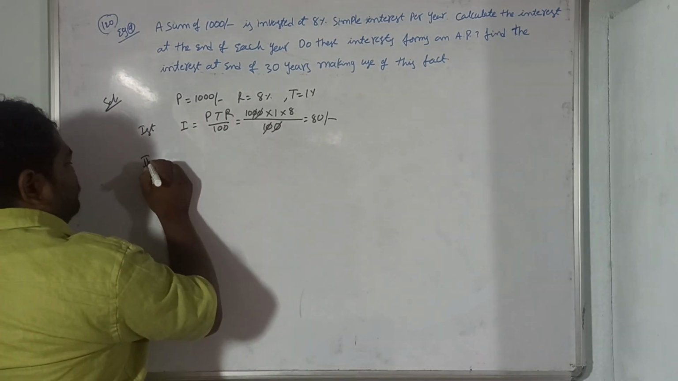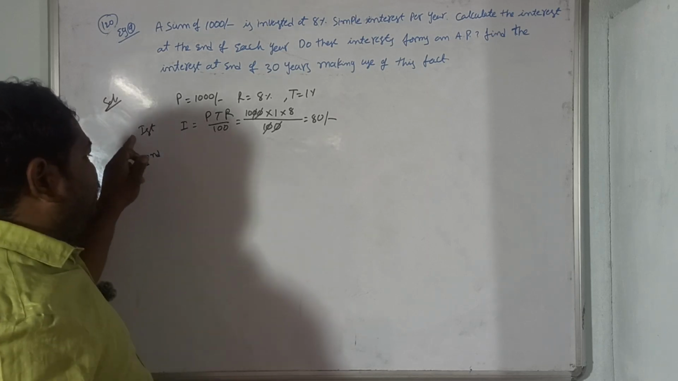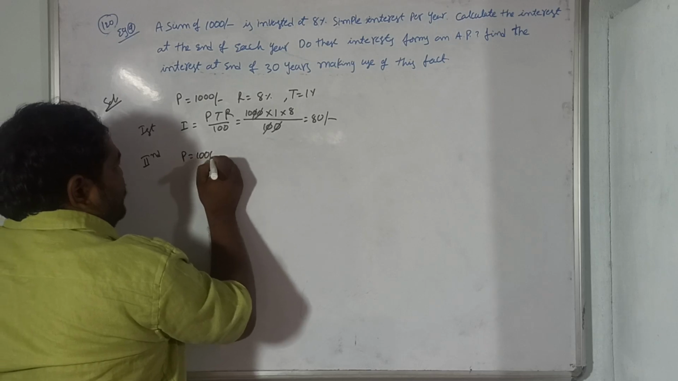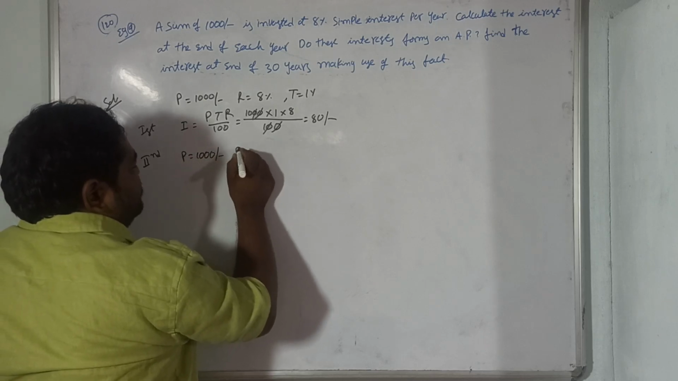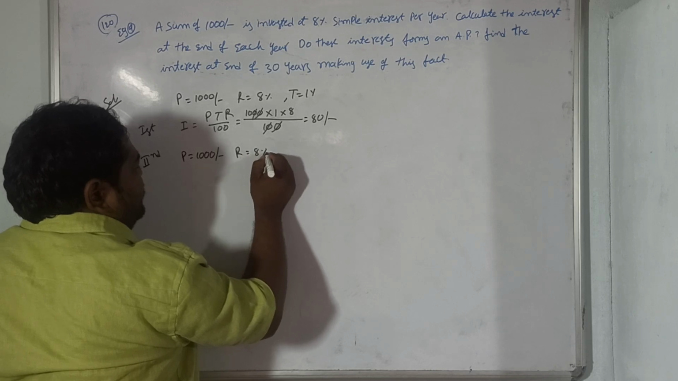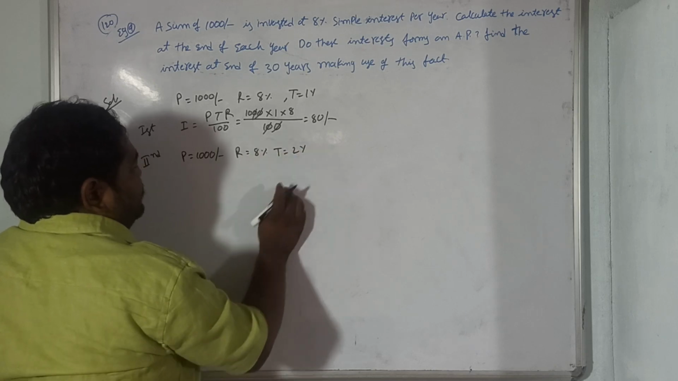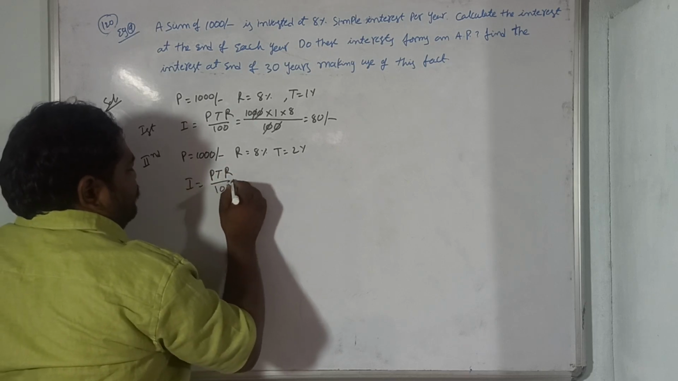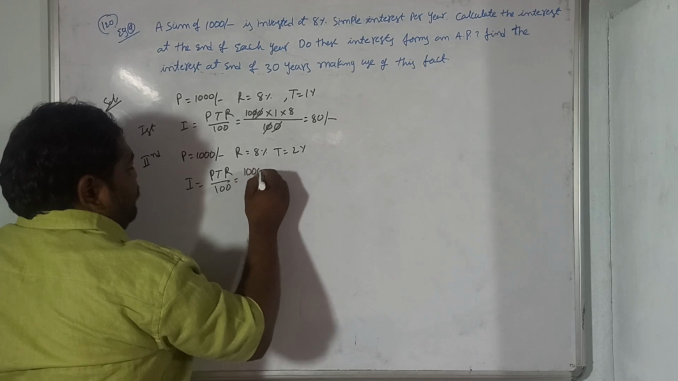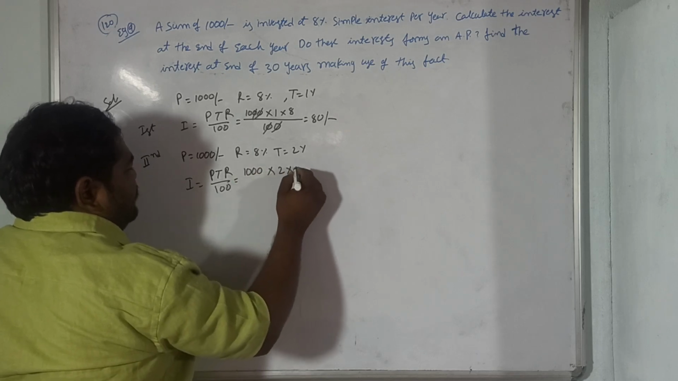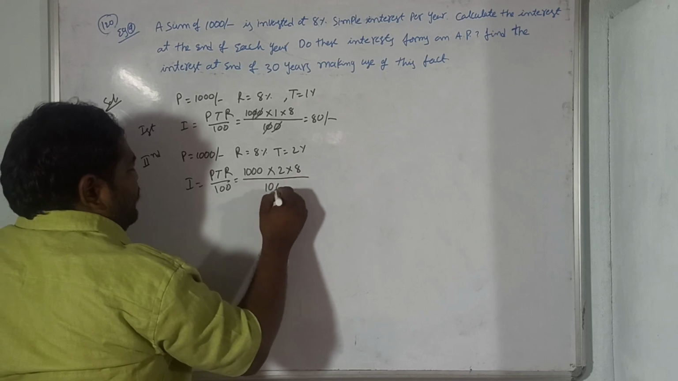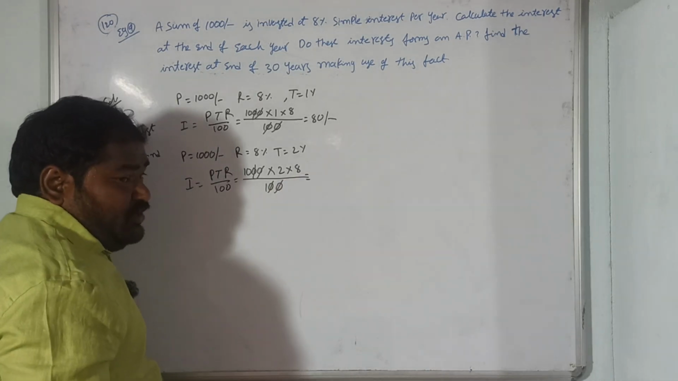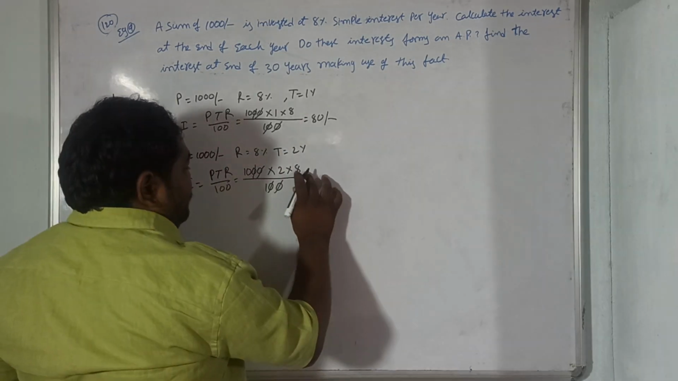Next, for 2 years. For 1 year, this is one. For 2 years, the principal is the same. Principal is constant in simple interest. Principal is 1000 rupees, rate of interest 8%, time is 2 years. I equals PTR by 100, which equals principal 1000 into time 2 years, rate of interest 8 divided by 100. Two zeros get cancelled. 2 8s are 16. 16 10s are 160 rupees.